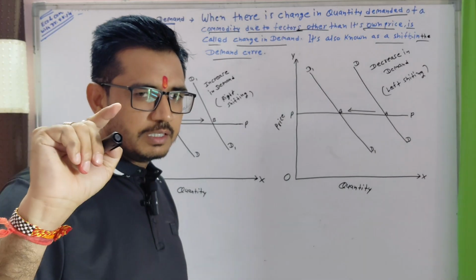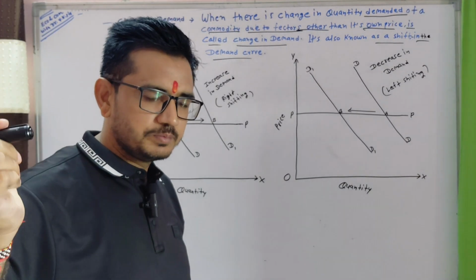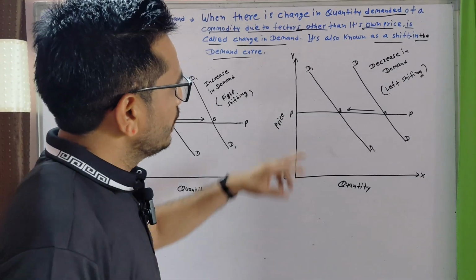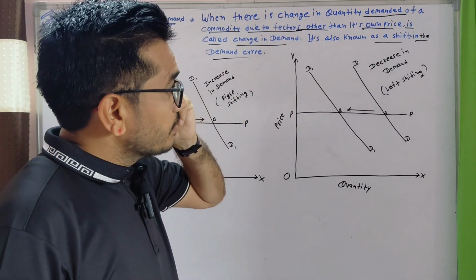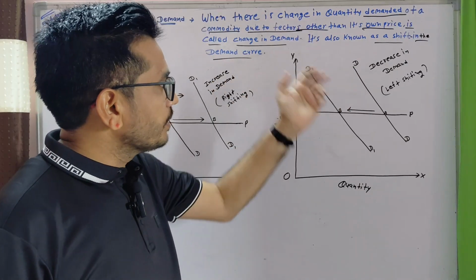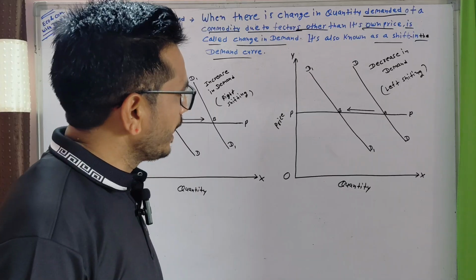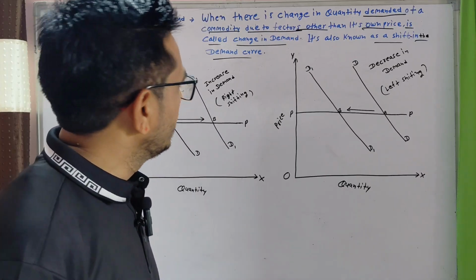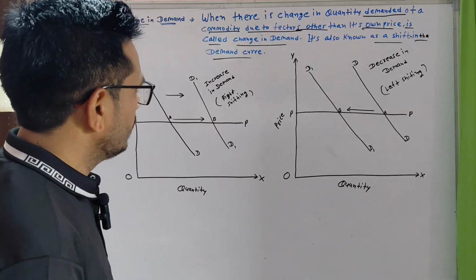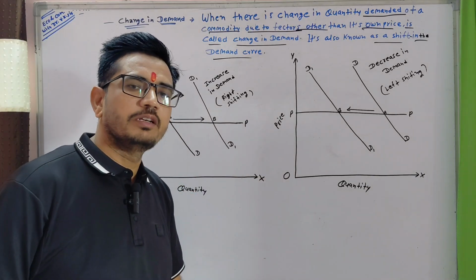Change in quantity demanded is a movement along the same demand curve, not a shift. But when we talk about change in demand, it is called a shift in the demand curve. So let's go for a diagram for more knowledge. There are two diagrams: one is increase in demand and the second is decrease in demand.